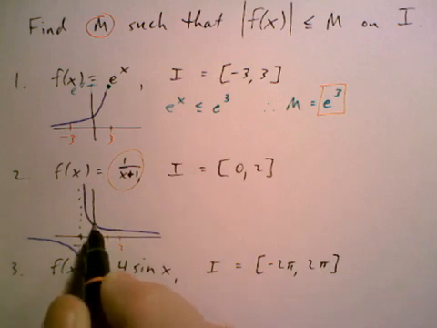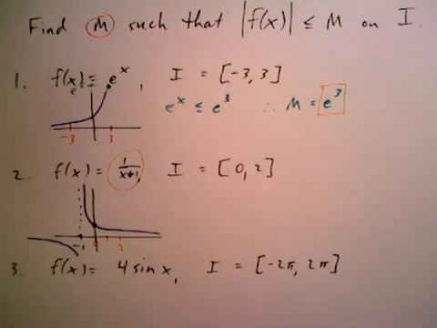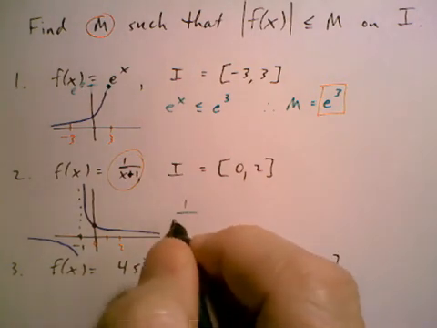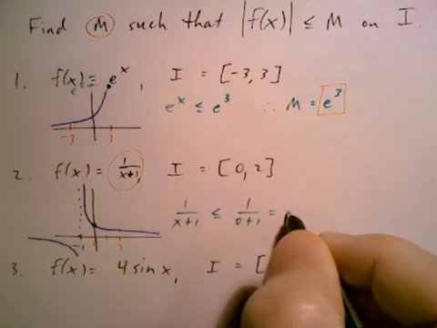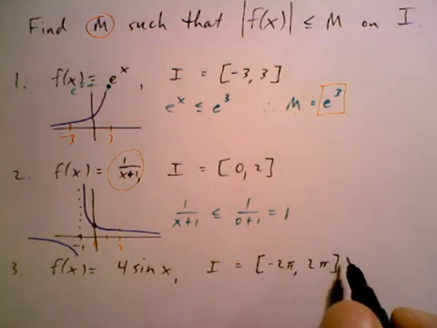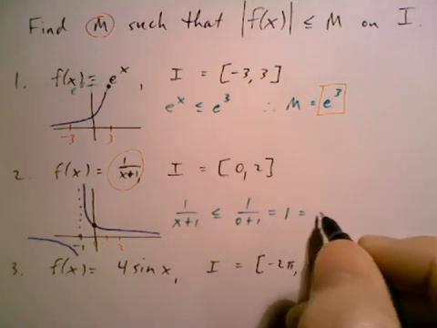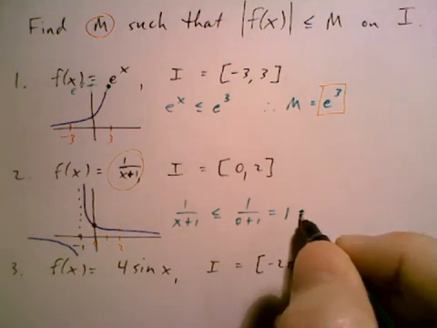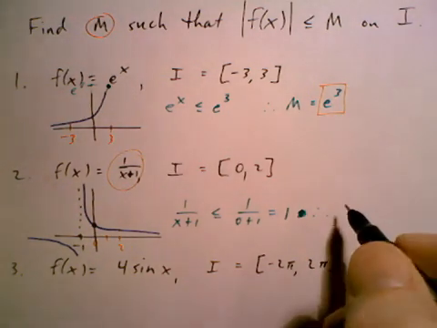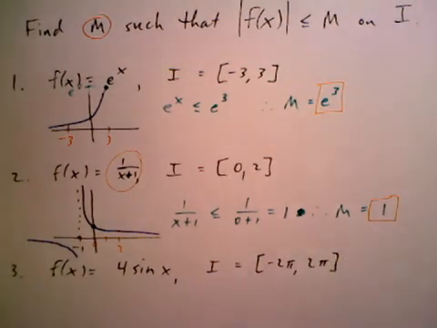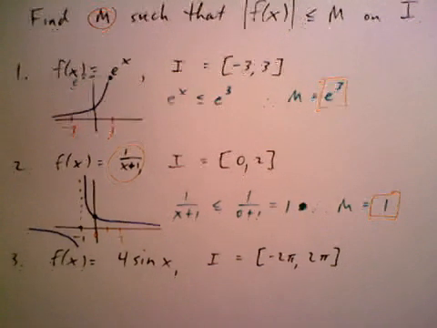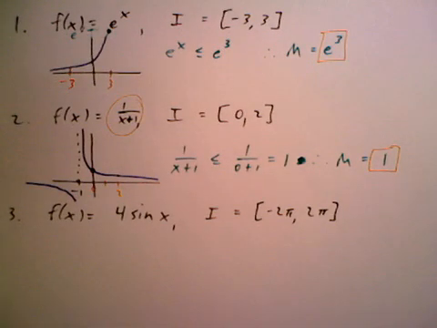So at the beginning of the interval is where this function will reach its maximum value. So 1 over x plus 1 is less than or equal to 1 over 0 plus 1, which is equal to 1, and that is equal to your m. Therefore, m is equal to 1, and there's your m. Maybe you didn't pause the video, but pause the video now and try number 3 on your own.